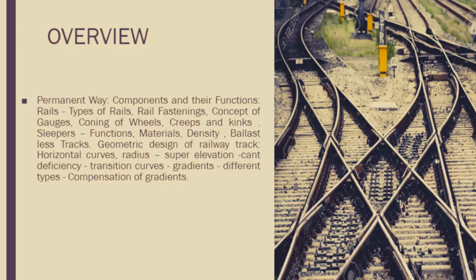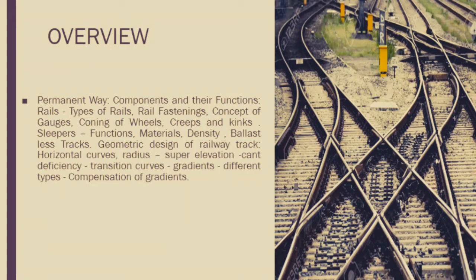Then we will discuss a new topic, ballastless tracks. Then we will move on to the geometric design of railway track: the design of horizontal curves, radius, super elevation, cant deficiency and the transition curves, its gradients and the different types. And towards the last we will discuss the concept of compensation of gradients. So in this module we will be discussing in detail two main components of the permanent way, the rails and the sleepers.